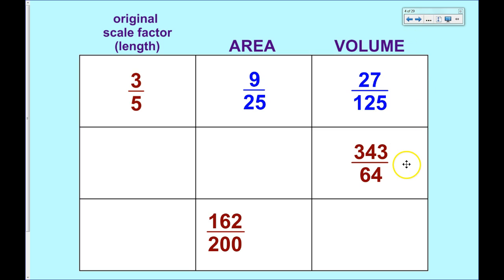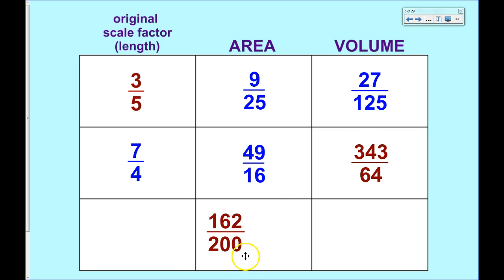The next row is a little bit more challenging because we start all the way over in the volume category, which means it must have taken the original scale factor and cubed it. So to go back to that, we would have to take a cube root: the cube root of 343, which is 7, and the cube root of 64, which is 4. Then to get the area one, we're going to square this to be 49 over 16. Now notice that I was not able to go from volume to area to length. I had to go from volume way back to the original and then back forward again to the area proportion.